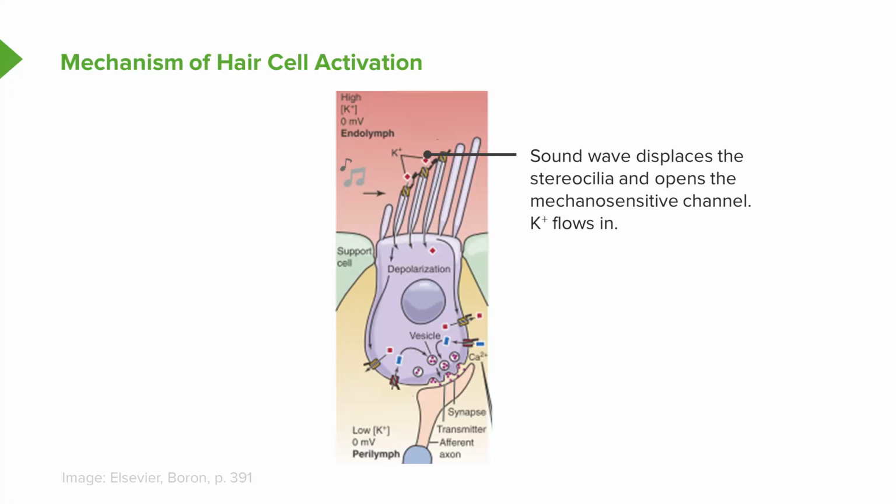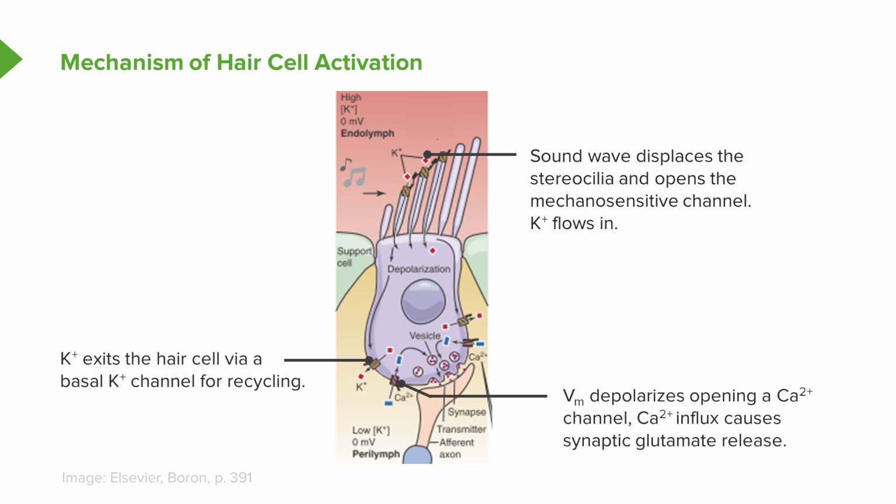It is then the release of glutamate that is stimulatory to the next nerve that will transmit the information back to the brain. You might ask, what happens to the potassium? The potassium exits the cell into the perilymph and then is recycled and brought back to the endolymph.